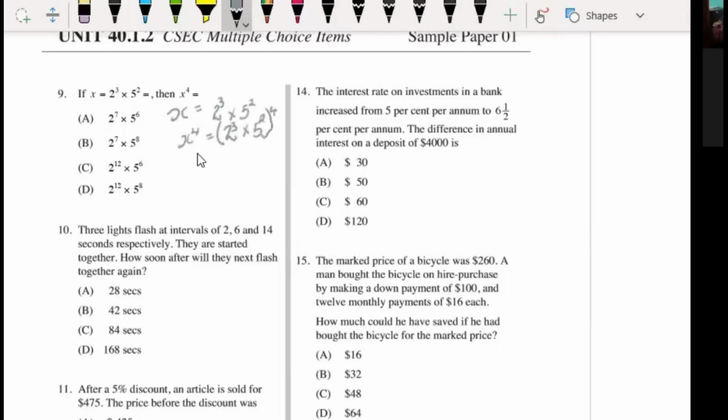If you know the law of indices, when we have something to a power raised to another power, we multiply the indices. So this now would give us 2 to the 3 times 4, which is 12, multiplied by 5 to the 4 times 2, which is 8, so 5 to the 8th power. So D is the correct answer.